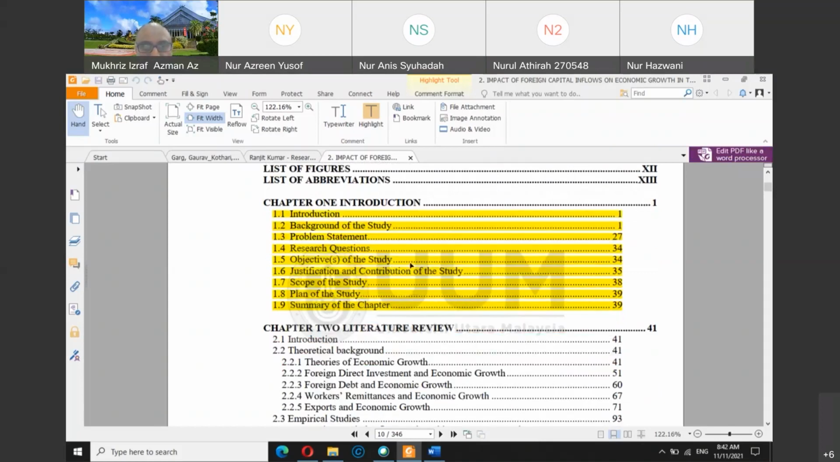Once you have developed the idea of what you want to do, what is your research problem, what is the main issue that you want to highlight in the problem statement, then you develop a few questions. I require a maximum of 3 research questions, followed by the objectives of the study. These are the most important ones, 1.2 until 1.5.